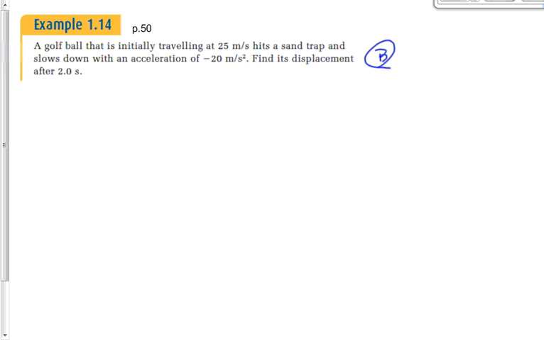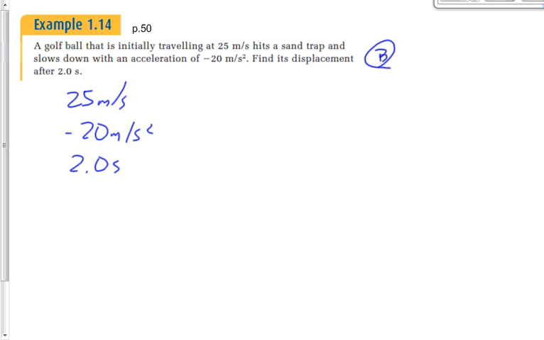Let's write down some givens, and then let's look at my list of group B equations and see which one happens to fit the best, if I can identify that. If I can't, then that's okay. I'll guess, as long as I guess from the right category. All right, what do we got here? 25 meters per second. I got negative 20 meters per second squared. I've got 2.0.